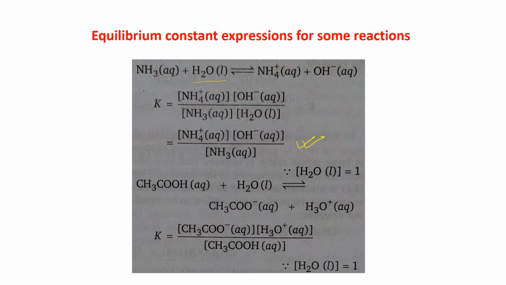CH3COOH aqueous plus H2O liquid. Here also H2O liquid. It's giving you CH3COO minus aqueous plus H3O plus aqueous. So its K will be given by this expression, because H2O liquid is 1. So in the expression, H2O will not be there. Is it okay?